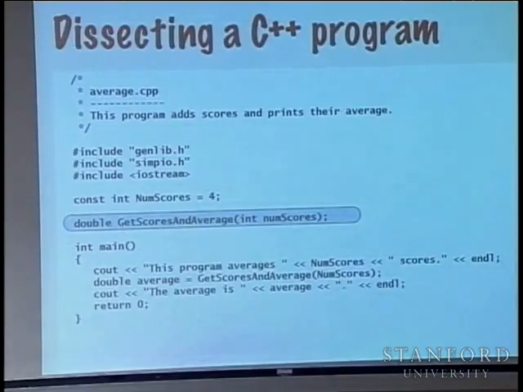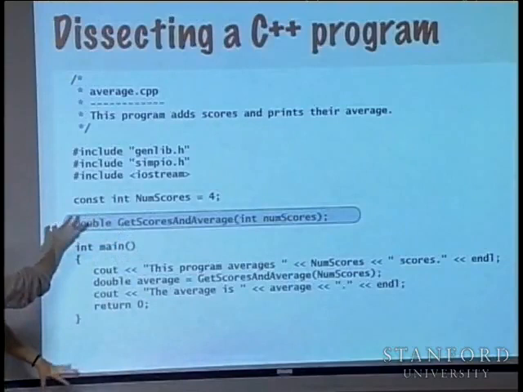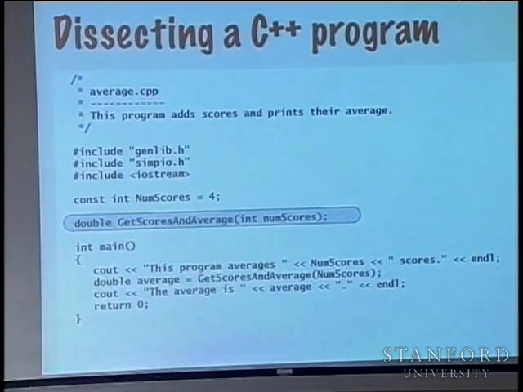There's actually an alternate way I could have done this, which is when I show you the code for getScores and average, if I actually just define them in the other order, I could avoid that separate prototype. And it's a little bit of a matter of personal taste, which way you feel comfortable doing it. So let's look at this guy.